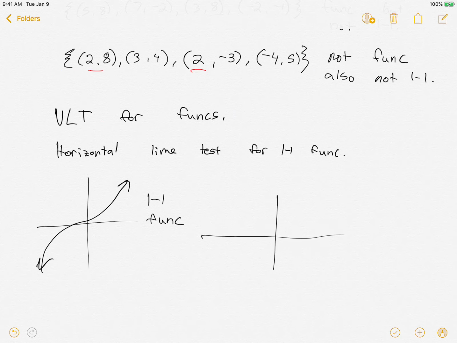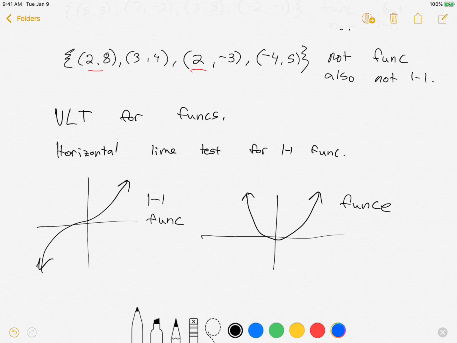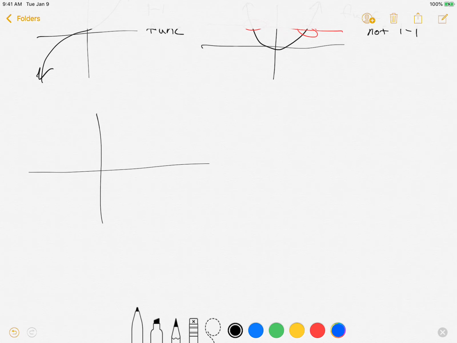This guy, though, it passes the vertical line test, so it's a function, but it fails the horizontal line test. So it is a function, but not one-to-one. And then something like this, it's not a function, so it's not going to be one-to-one either. Not function, so not one-to-one.